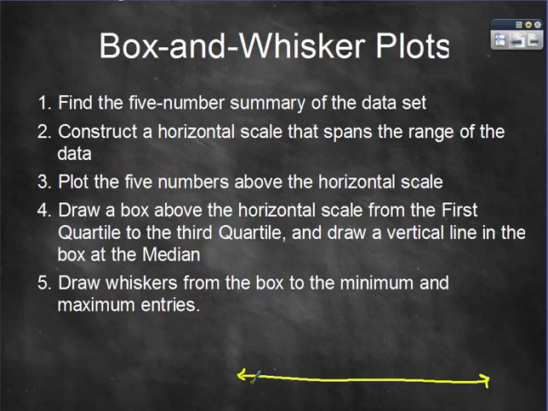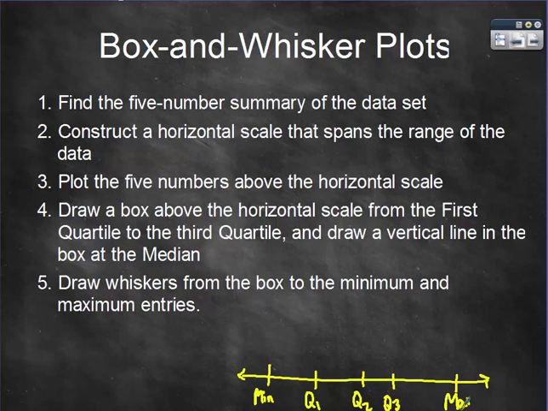Step 3 is to plot the 5 numbers above the horizontal scale. So if I have numbers, I'm going to use my minimum entry first. I'll say maybe here's quartile 1, here's quartile 2, here's quartile 3, and then over here I have my maximum value. All right, so I have all that. I plot the numbers there. I'm going to actually use the actual numbers for whatever we have.